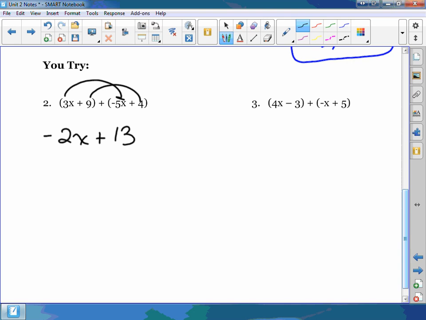Number 3, the only difference here is that you had a subtraction. How many of you made the 4x minus 3 plus a negative 3? Most, but I'm not seeing everyone, and I want to see everyone on this one, okay? So we got this, 4x plus a negative 3 plus negative x plus 5. What does that combine to give us? Weston? 3x plus 2. Good, let's turn it over.